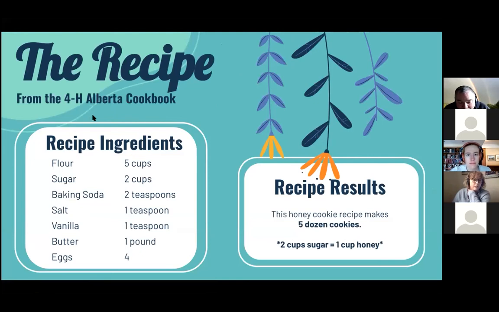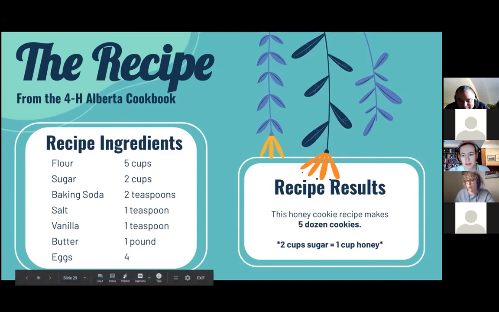So the recipe calls for 5 cups of flour, 2 cups of sugar, 2 teaspoons of baking soda, teaspoon of salt, teaspoon of vanilla, pound of butter, and 4 eggs. What we need to worry about is the sugar. Back in the study guide, remember it said that 2 cups of sugar equal 1 cup of honey. So what that means is for every 5 dozen cookies we make, we need 1 cup of honey.